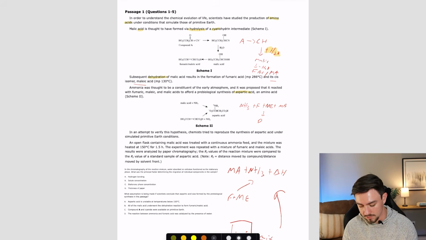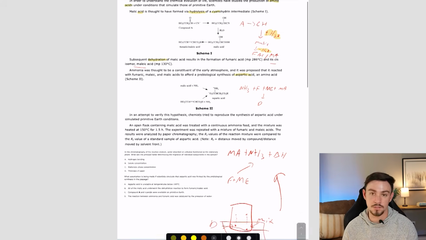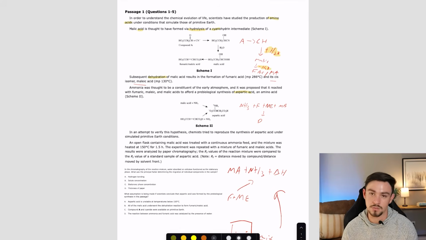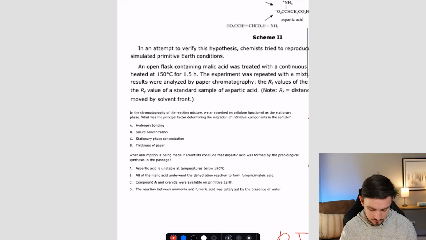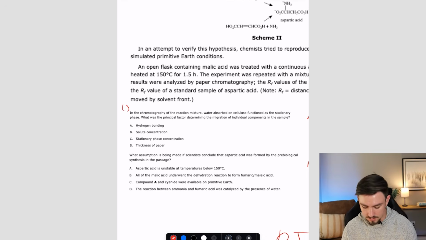So like the hydrolysis, the dehydration, and all the basic sciences that are associated with it. But let's jump to the questions and see what they thought. So question number 1 says, in the chromatography of the reaction mixture, so they're already asking us about it, water absorbed on cellulose functioned as the stationary phase. What was the principal factor determining the migration of individual components in the sample?